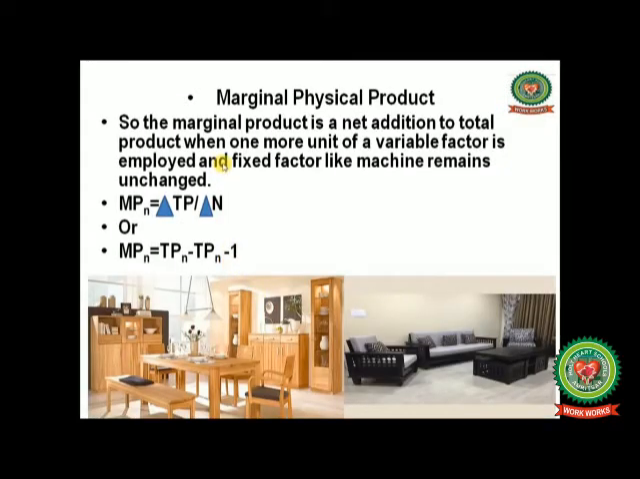So marginal physical product is a net addition to the total product when one more unit of the variable factor, that is labor, is employed, and the fixed factor, that is machines, remains the same. So the formula for the marginal physical product, that is marginal product of the nth commodity, is equal to change in total product divided by the change in the labor. So here delta means change in the total product divided by the change in the variable factor, or you can write this formula as marginal product of the nth commodity is equal to the total product of the nth commodity minus total product of the n minus 1 commodity.